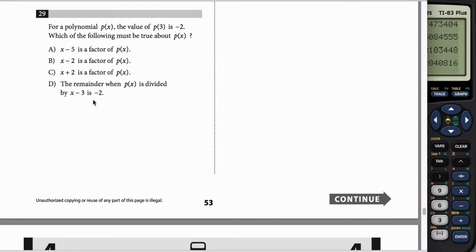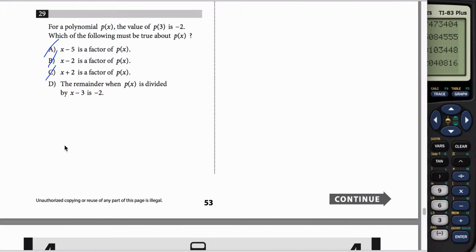So this is kind of a tricky question. The first one, x minus 5 is a factor of P of x. Now, you don't know anything about factors of P of x. The only way you get information about factors of P of x is if you plug in a number and 0 comes out. Knowing what comes out when you put 3 in gives you no information about what comes out when you put 5 in, or 2 in, or -2 in. None of these can be the solution.